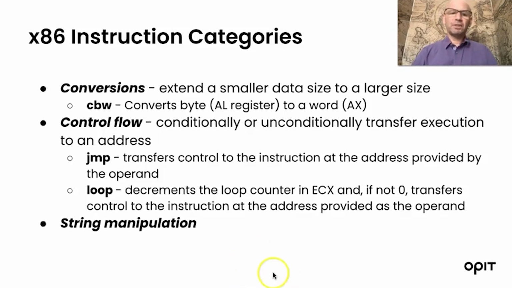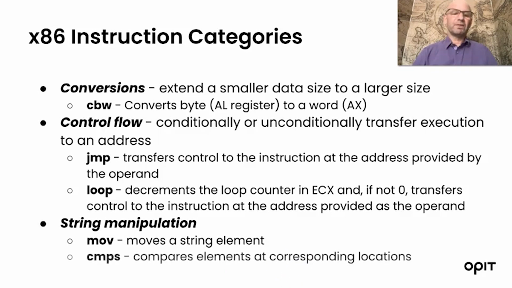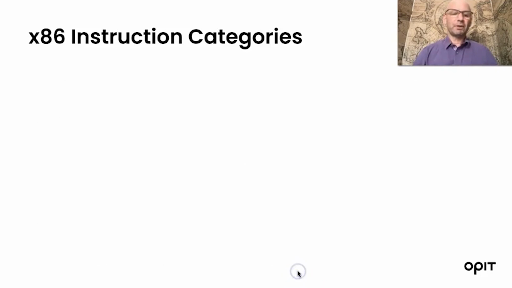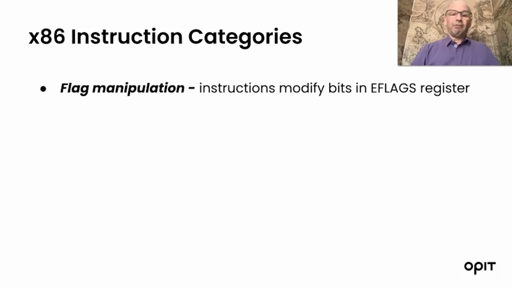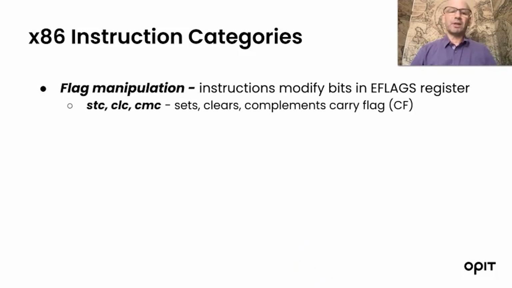Next, string manipulation. So MOVS moves the string element. CMPS compares elements at corresponding locations, and there are some other string manipulation instructions that we could use. These are just a couple of examples. Flag manipulation: we need to toggle flags accordingly depending on the outcome of an operation, for example. We do that in the EFLAGS register.